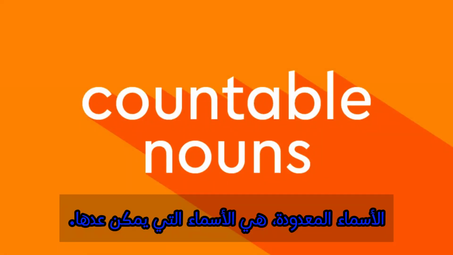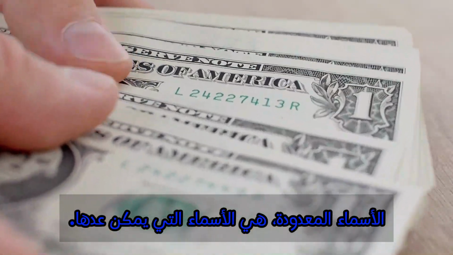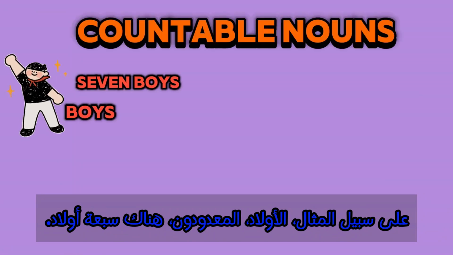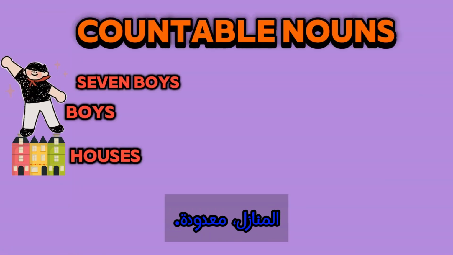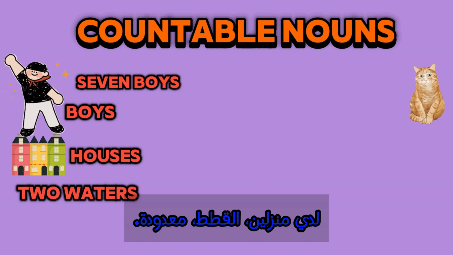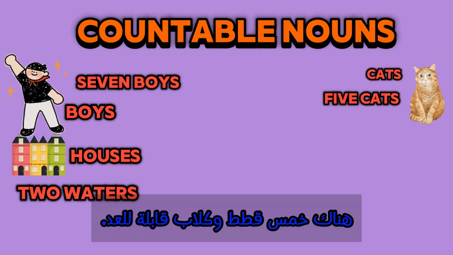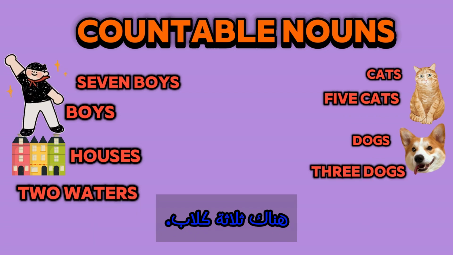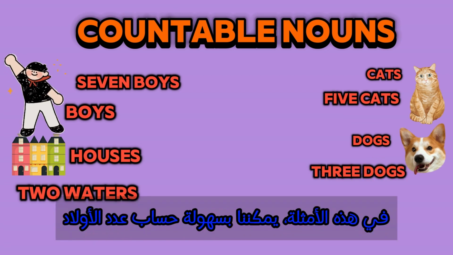Countable nouns. These are nouns that can be counted. For example, boys, countable. There are 7 boys. Houses, countable. I have 2 houses. Cats, countable. There are 5 cats. Dogs, countable. There are 3 dogs. In these examples, we can easily count the number of boys, houses, cats, and dogs. Hence, they are countable nouns.